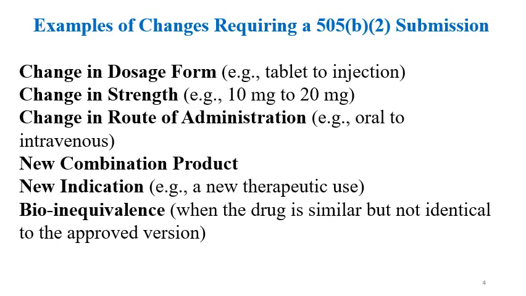Examples of changes requiring 505(b)(2) submission: change in dosage form, tablet to injection; change in strength, for example 10 mg to 20 mg; change in route of administration, like oral to intravenous; new combination product; new indication, like new therapeutic use; bioinequivalence, when the drug is similar but not identical to the approved version. So bioinequivalence may be there.